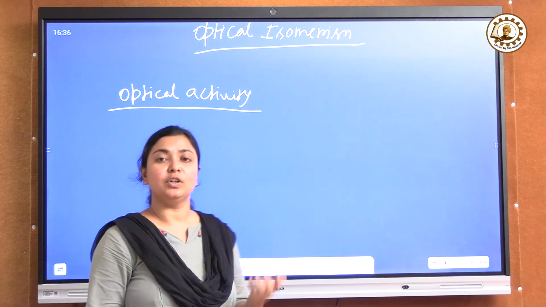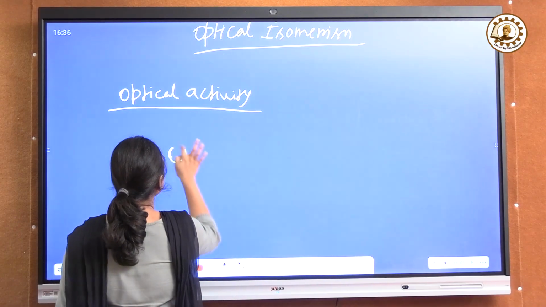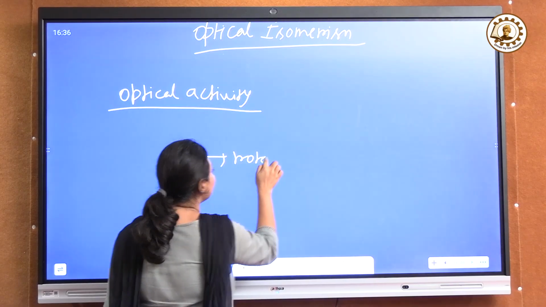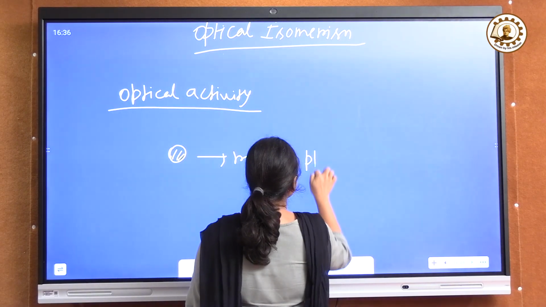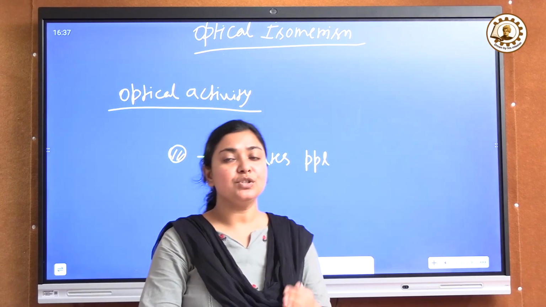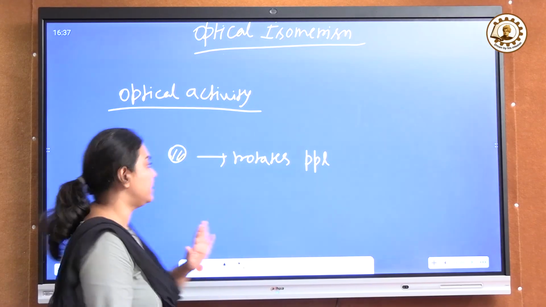How will we find that a molecule is optically active? If any molecule rotates the plane polarized light, the PPL, be it in the positive direction or in the negative direction, then we can say that the molecule is optically active.